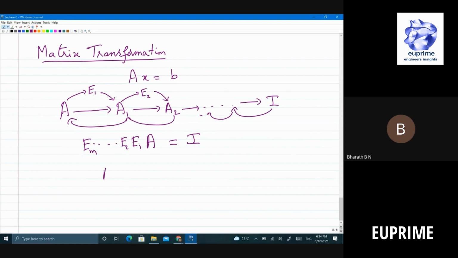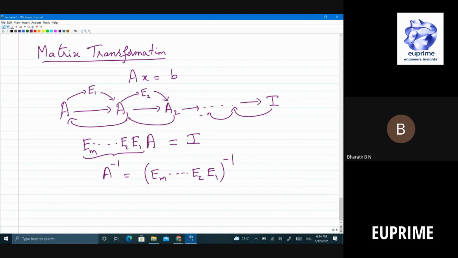Then A inverse is what? This whole inverse, right? So this is basically EM dot dot dot E2 times E1 whole inverse. This will be your A inverse. Okay, so in other words, if I take a matrix, keep on doing some transformations that are invertible, until you get identity, then I can go back also, right? But the point is these transformations should not be complicated transformations, right? If it's complicated, then you can as well directly see how to invert. So how to find inverse of A.